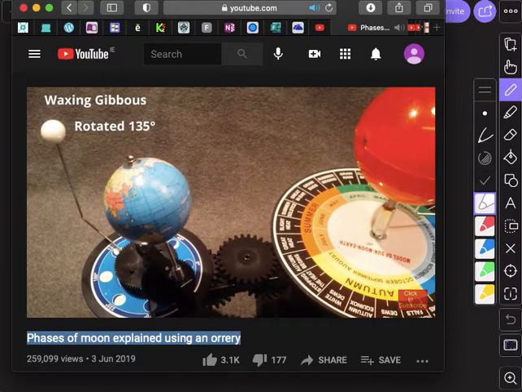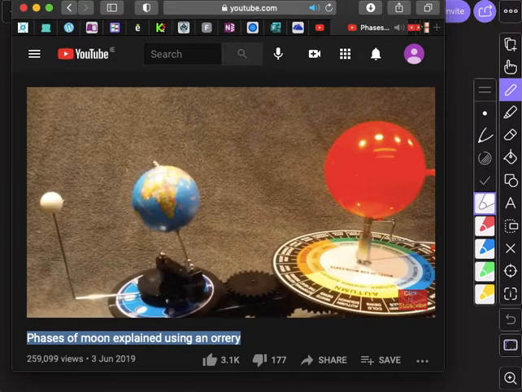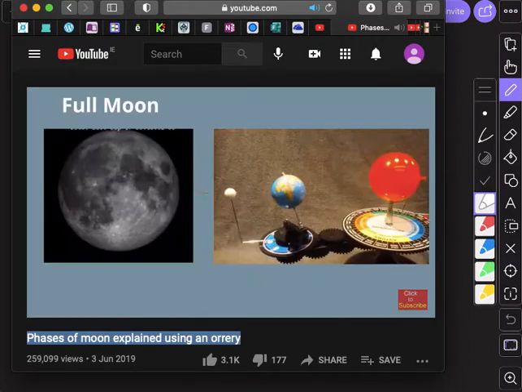Gibbous is the shape, and remember, waxing means the light portion is growing. After 14 days since new moon, the moon has now traveled 180 degrees and is at full moon. Here's the alignment, and here's what a full moon looks like.